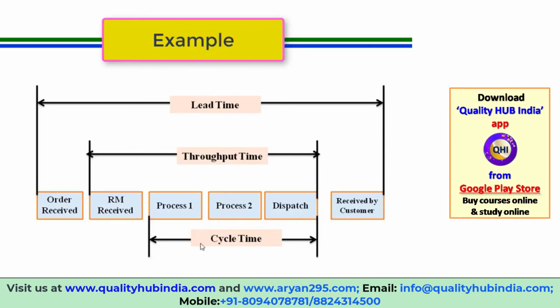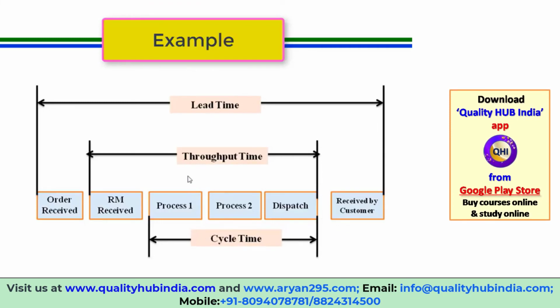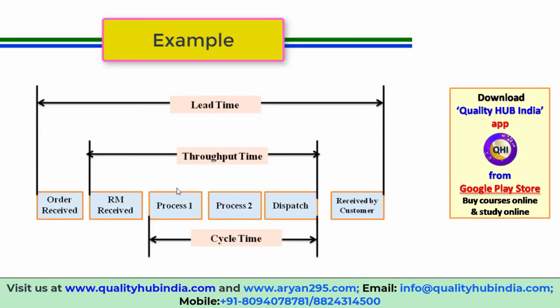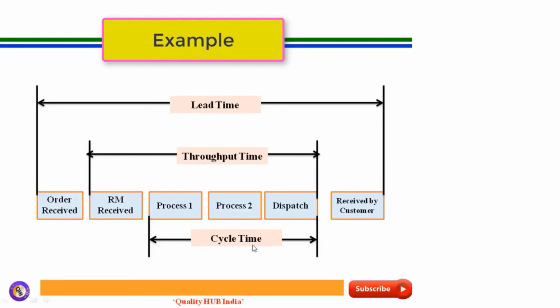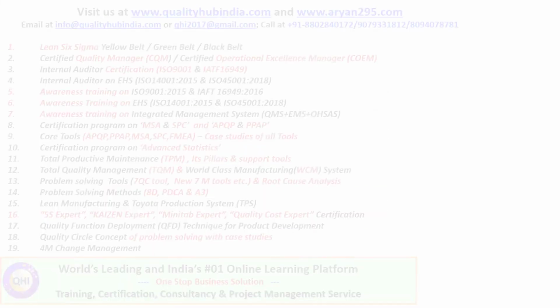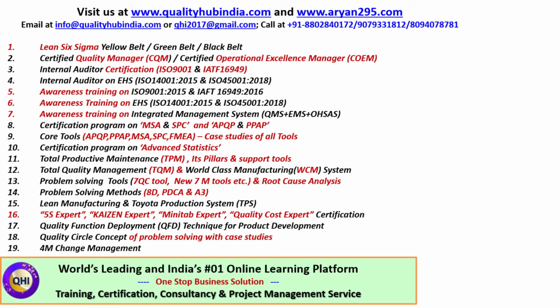Now on certain occasions, we also need to calculate the cycle time of a particular process. The cycle time to complete that particular process would be the start of the process till the end of the process. Here the cycle time is the total cycle time of all the processes combined together. So friends, I'm sure you must now be clear about the differences between lead time, throughput time and cycle time.